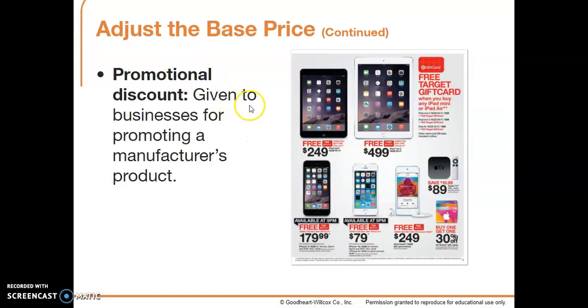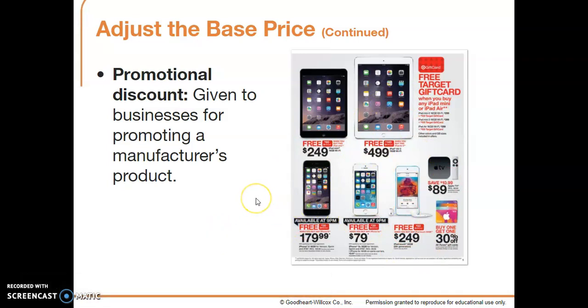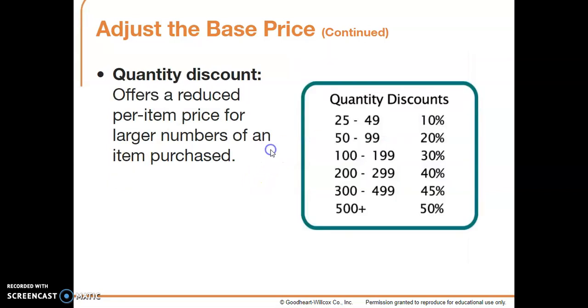A promotional discount is given to businesses for promoting a manufacturer's product. You can see here, this is a Target ad, but it features all Apple products. It's likely that Apple gave Target a promotional discount on these items that they're selling at their store for highlighting them in their ad. So that is one way that manufacturers can get their products highlighted by offering that discount to the retailer.